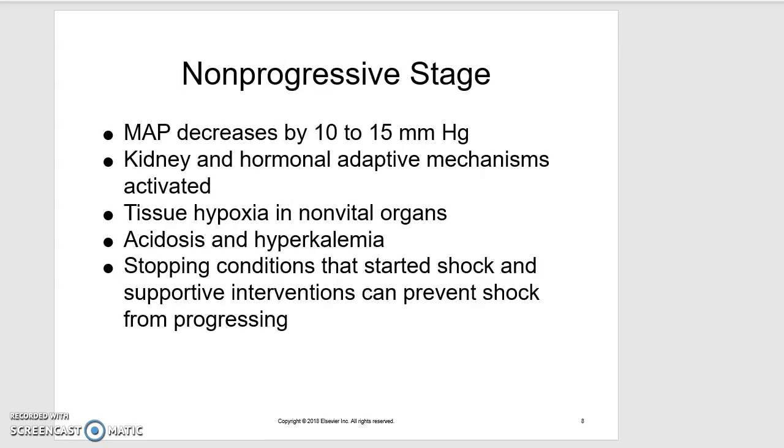Non-progressive stage of shock occurs when the mean arterial pressure decreases by 10 to 15 from the baseline. Kidney and hormonal compensatory mechanisms are activated because cardiovascular responses alone are not enough to maintain mean arterial pressure and supply oxygen to vital organs. So the ongoing decrease in mean arterial pressure will trigger the release of renin, antidiuretic hormone, aldosterone, epinephrine, and norepinephrine.